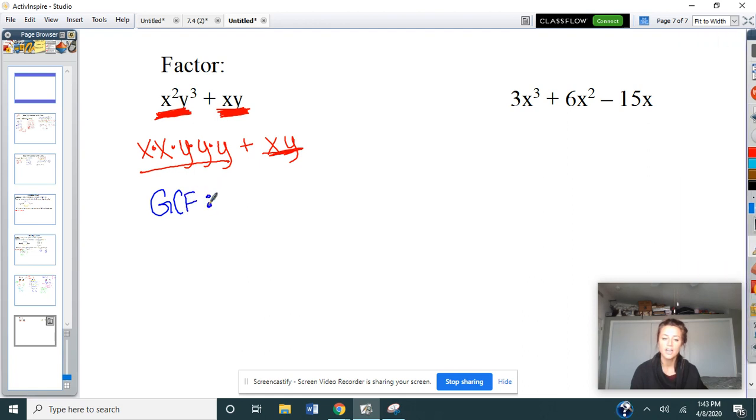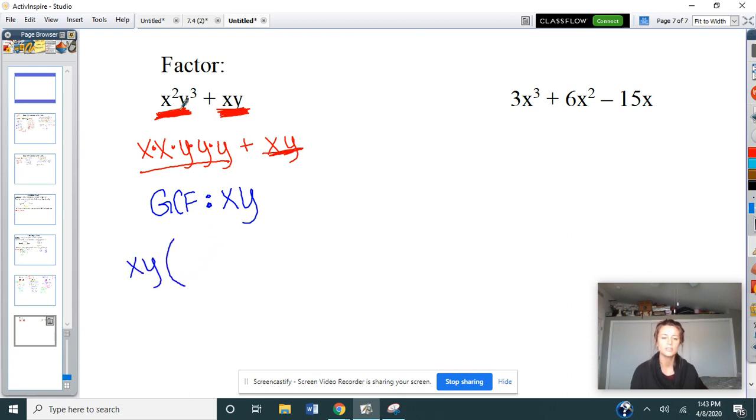The GCF is, what do they have in common? Now, he has 2 x's, and he has 1. So the greatest number that they both have is just x. So we can take out an x. They both have x, and then they both have y. He has 3, but he only has 1. So we can only take out 1 y from each group, because we can't take out 3 from here because he doesn't have 3. All right, so we're going to factor out xy.